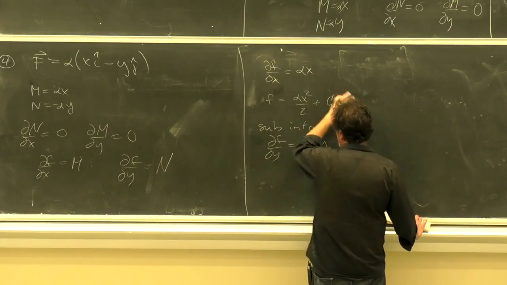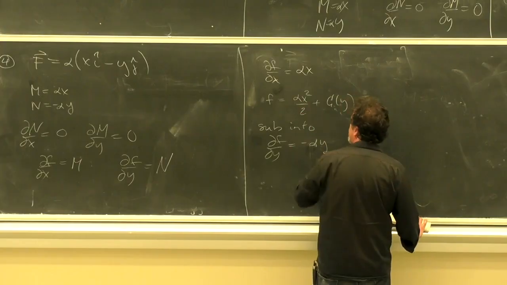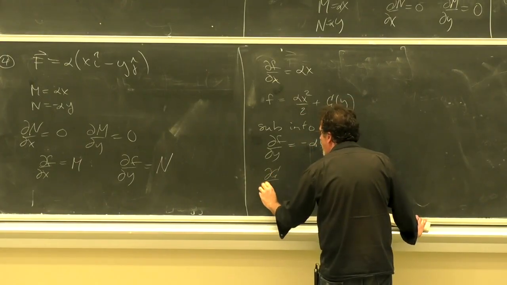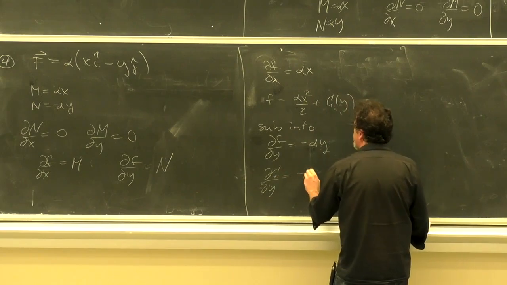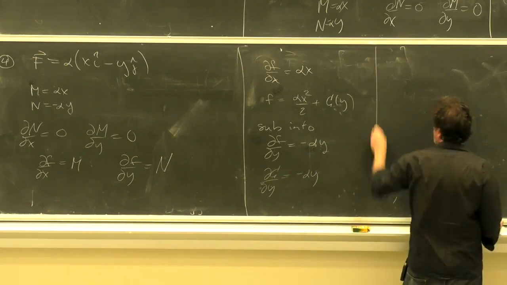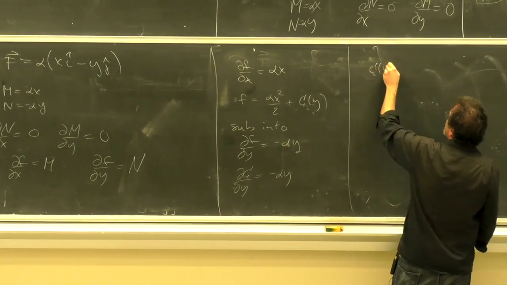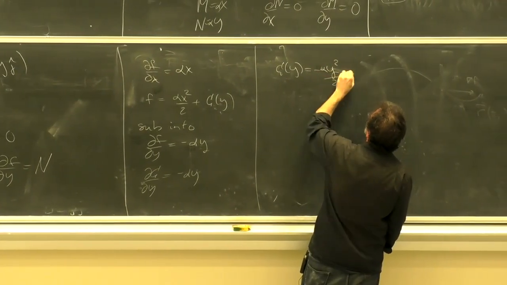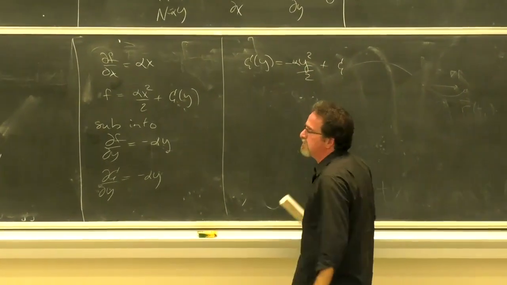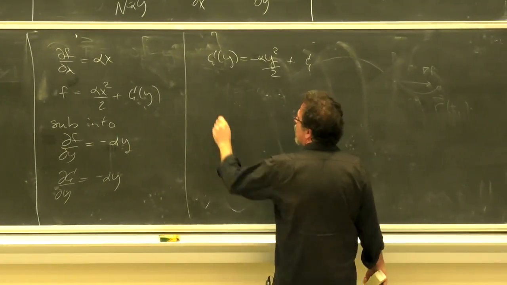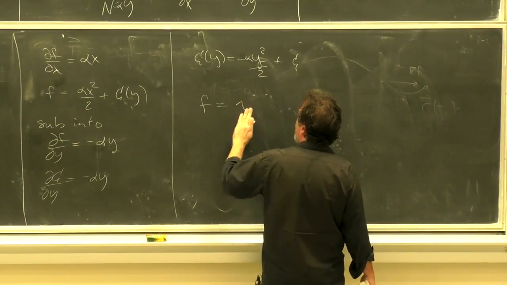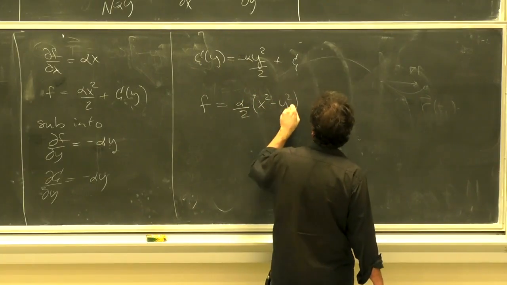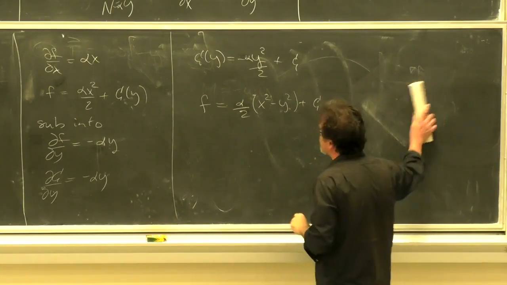And this tells you, if you substitute this into the left-hand side, the derivative of this is 0, and the derivative of this is dc of y/dy, which is equal to negative alpha y. And that tells you that c of y is equal to negative alpha y squared over 2 plus another arbitrary constant c. And so f is equal to alpha over 2 (x squared minus y squared) plus any arbitrary constant.